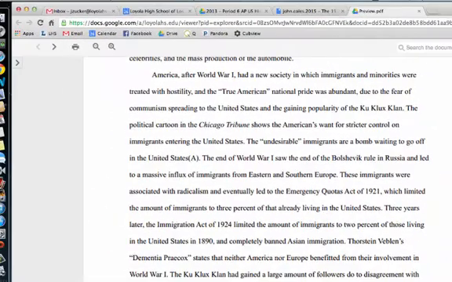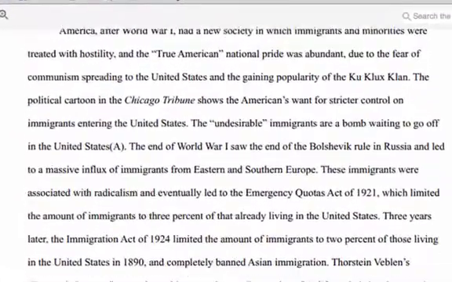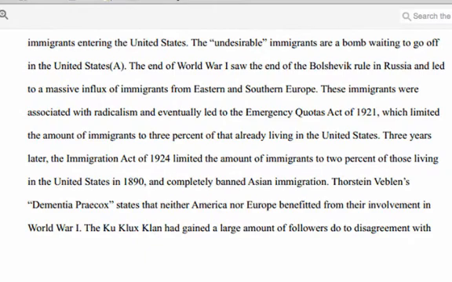The student then goes on to provide a number of documents and a number of major outside details that back up that particular topic sentence. So for example, notice here in this sentence, these immigrants were associated with radicalism and eventually led to the Emergency Quotas Act of 1921. That is specific to the issue of immigrants and radicalism at this time period.